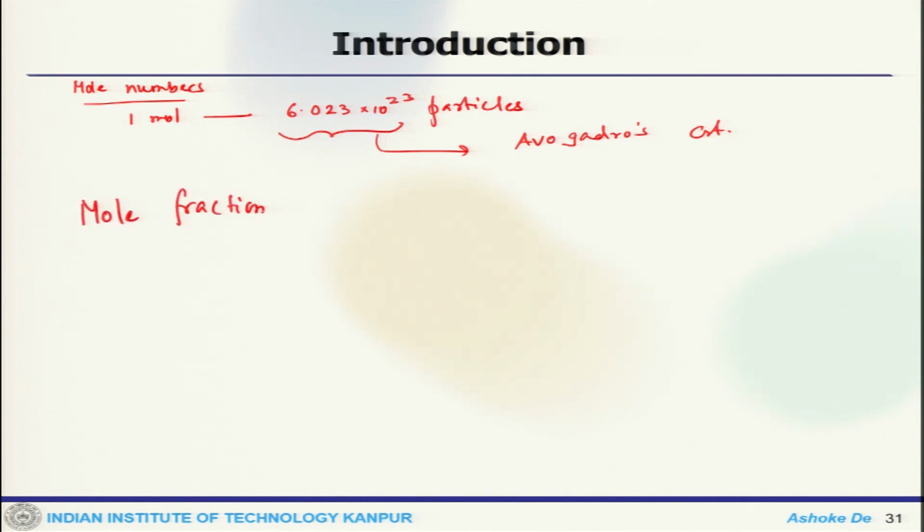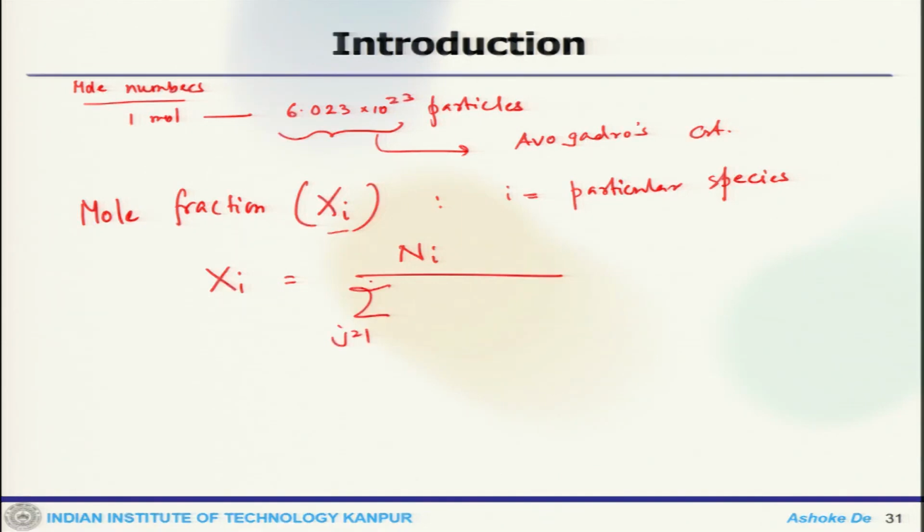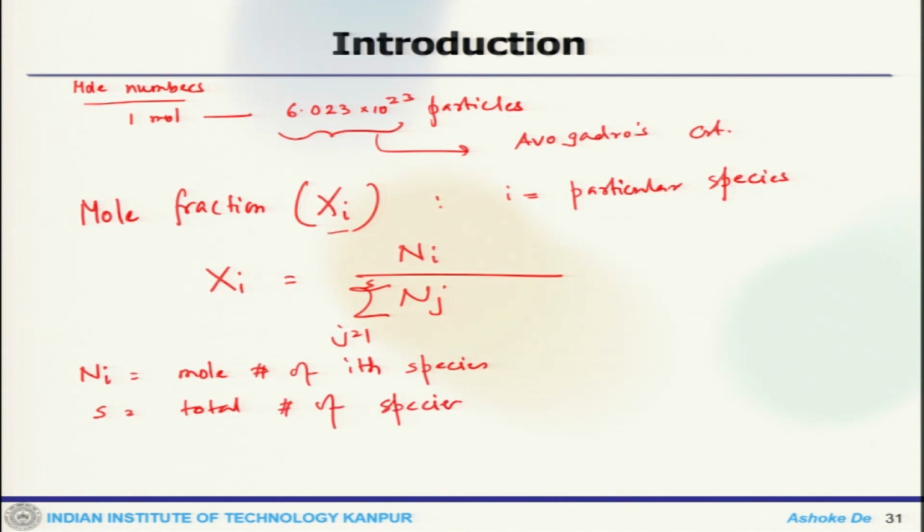So, for every species, now one can define an important quantity, the mole fraction, which we denote as xi, where i stands for that particular species. So, the mole fraction of the ith species is represented as xi, and it is defined as xi equals Ni divided by the summation of Nj from j equals 1 to S. Now, Ni here is the mole number of the ith species, and S is the total number of species involved in this process.